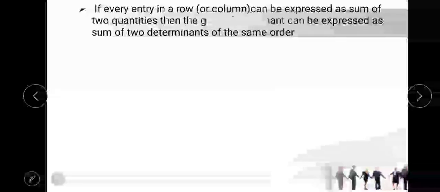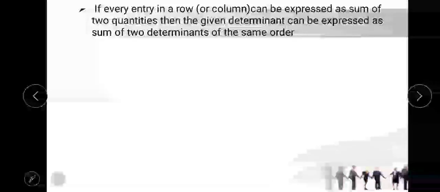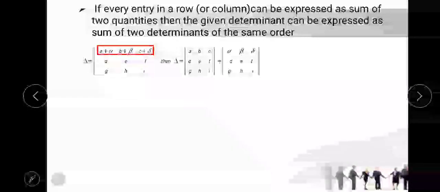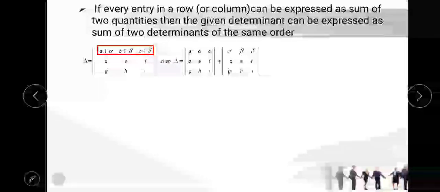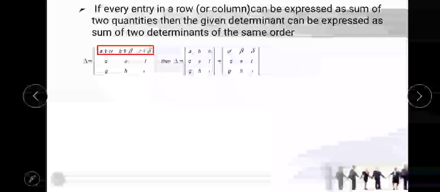If every entry in a row or column can be expressed as a sum of two quantities, then the given determinant can be expressed as the sum of two determinants of the same order. You can see here, if I write the determinant of the first matrix, where the first row has a plus alpha, b plus beta, c plus gamma, and delta, then we can separate this matrix into two matrices, and hence the resultant determinant is the sum of the determinants of the two matrices.